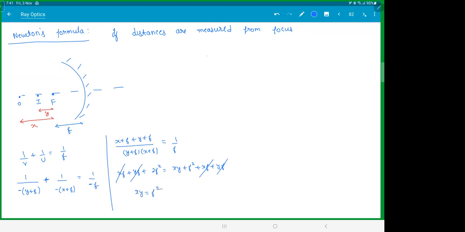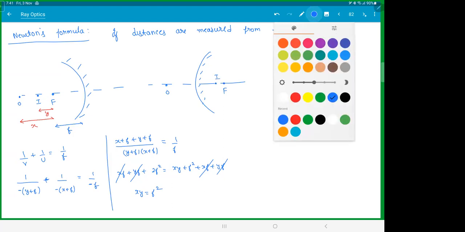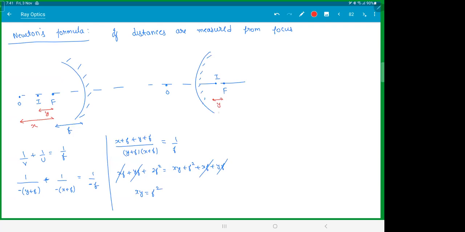Quite a useful formula. You can do the same thing with a convex also. Object will be here, image will be somewhere here. In this case, this distance is y and this distance is x. This result gives you something very interesting. See, we always get this x into y is f square. This means what? Now see, f square is always positive. x and y should be always on the same side. x and y are on the same side of the focus. It will be a good theoretical question.